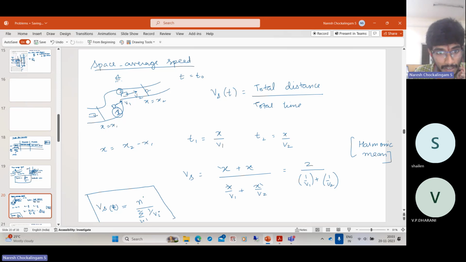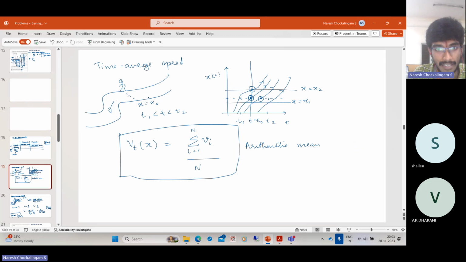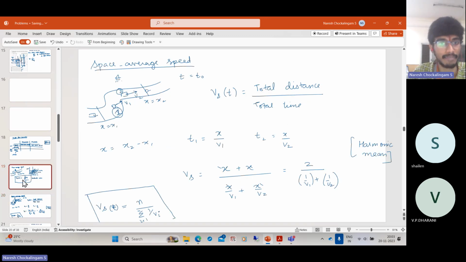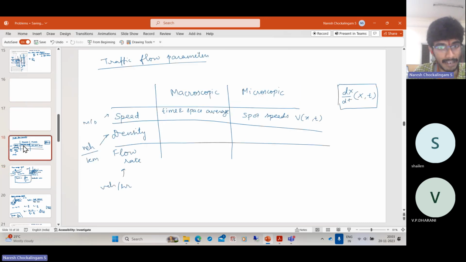So the time mean speed looks at all vehicles passing through a given point in a given time interval, while the space mean speed looks at all vehicles in a given stretch. This is a space interval. This is a time interval. So these are the time mean speeds and space mean speeds.